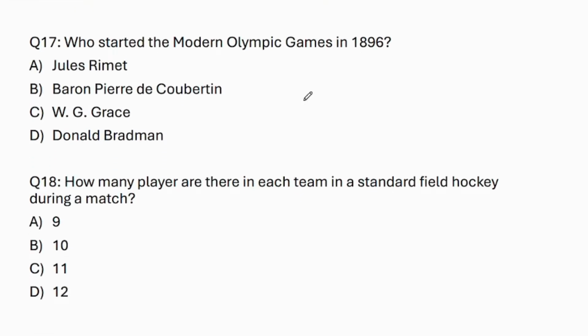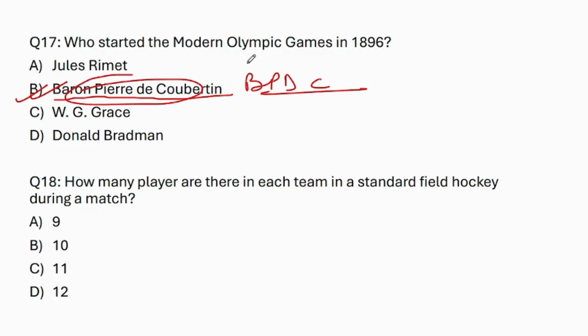Who started the modern Olympic Games in 1896? Just remember this name, BPDC. BPDC. Baron Pierre de Coubertin. BPDC. Just remember this name. Who started the modern Olympic Games in 1896? Baron Pierre de Coubertin. Donald Bradman is related to cricket. Sir Bradman, we call him.